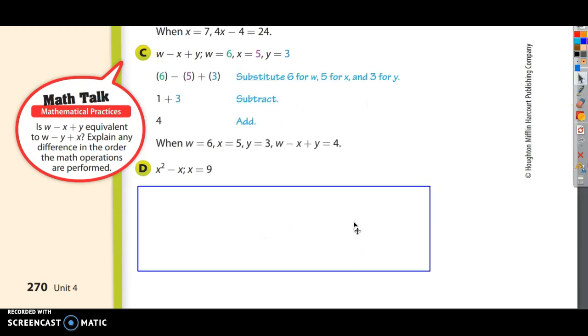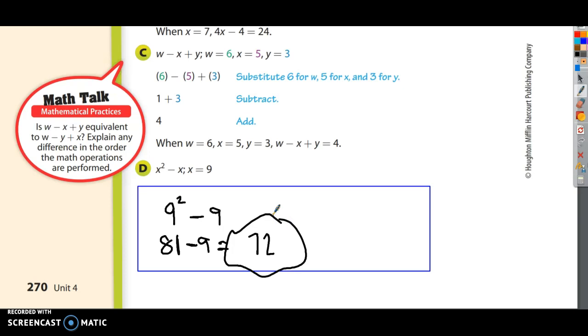And the last one, we've got x squared minus x, where x is equal to 9. x squared means 9 squared minus 9. 9 squared means 9 times 9. It doesn't mean 9 times 2. It means 9 times 9. 9 times 9 is 81. And 81 minus 9 is 72. The answer to this one is 72.